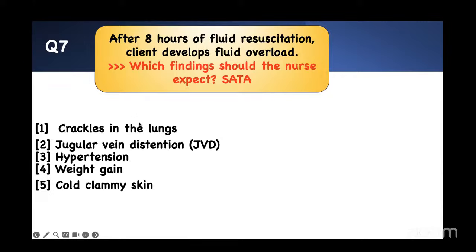I've already explained it from the previous answer, so this should give you the way. If you are fluid overloaded, crackles in your lung. If you have too much fluid, JVD. Too much fluid, you get hypertension. Too much fluid, you gain weight. Too much fluid, your skin is not going to get cold and clammy. It's an unexpected finding. So 1, 2, 3, and 4 are your right answers. Those are the signs and symptoms of fluid overloading.